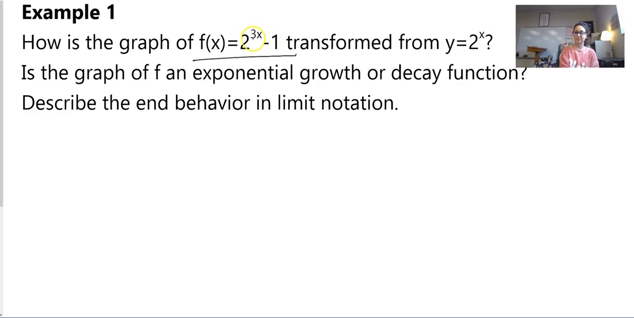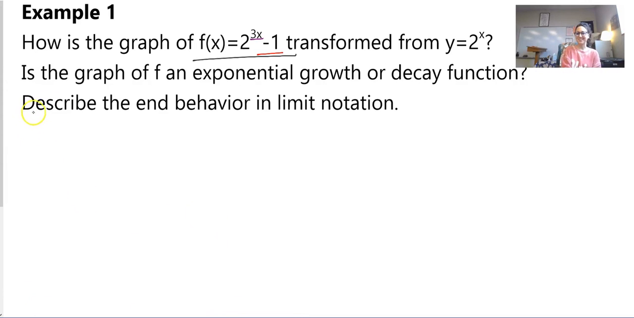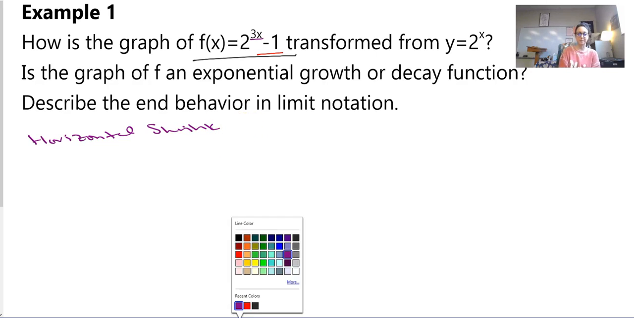So how many transformations, first of all? There's 2, right? There's this 3 inside the parent function, inside the exponent. And then this -1, is that inside or outside? That's outside. See how it's not in the exponent? It's on the outside. So the 3 is going to be a vertical change or a horizontal? That is going to be horizontal. So is that a stretch or a shrink? That is a shrink. So we're going to put horizontal shrink because 3 is greater than 1, right? And inside is opposite.